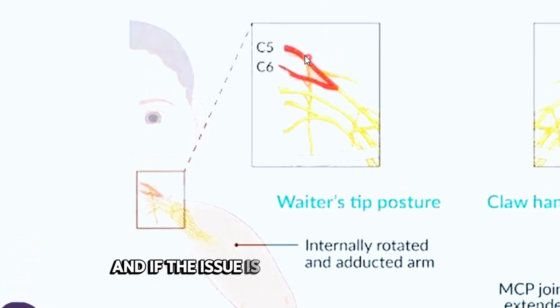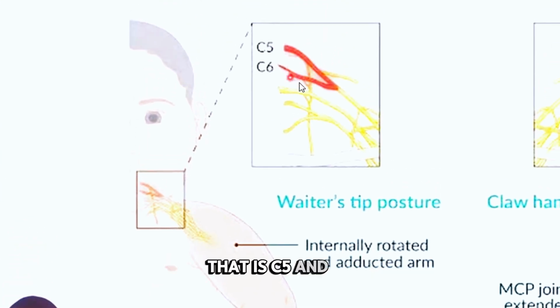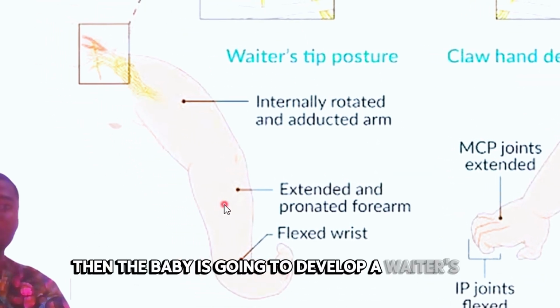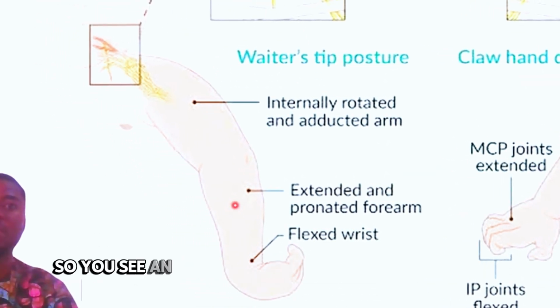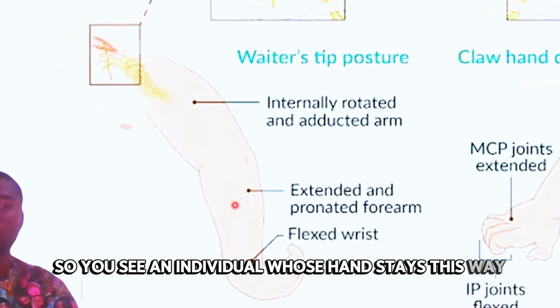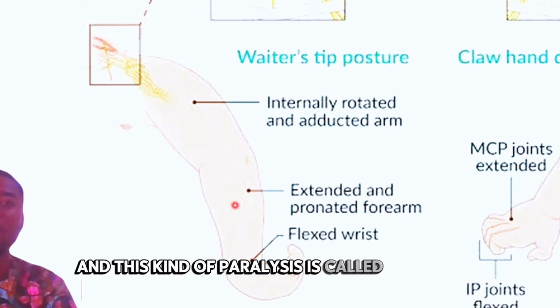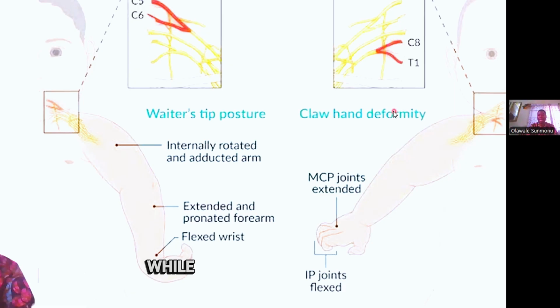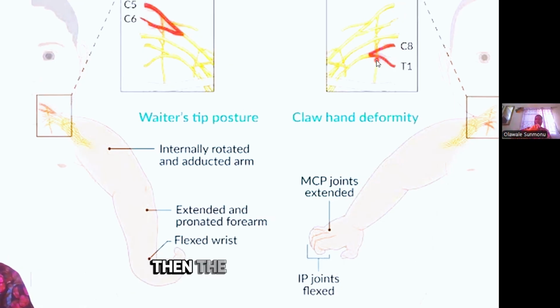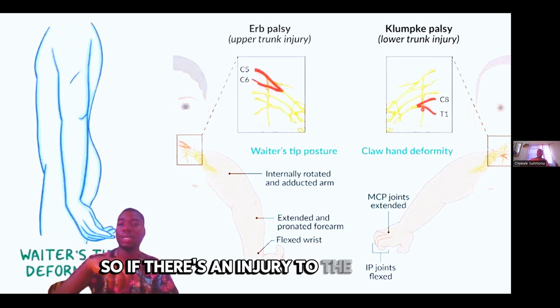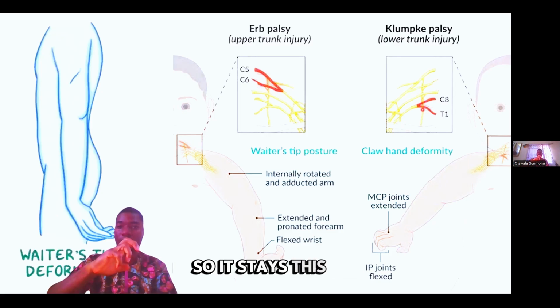And if the issue is with the upper roots, that is C5 and C6, then the baby is going to develop a waiter's tip, just like this. So you see an individual whose hand stays this way. It must have been as a result of injury to the upper roots. And this kind of paralysis is called Erb's palsy. While if it's on the lower root, then the hand stays this way. So if there's an injury to the lower root, it stays this way, but if there's an injury to the upper, it stays this way.